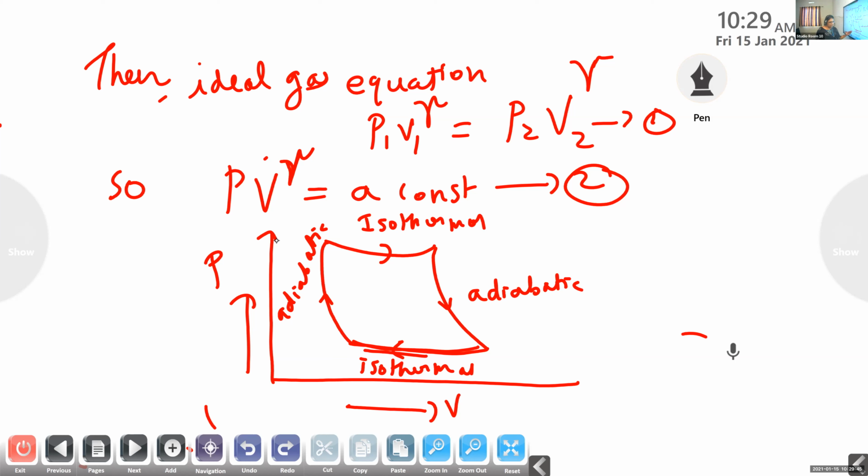Below the picture you can write: PV curves for isothermal and adiabatic processes of an ideal gas.